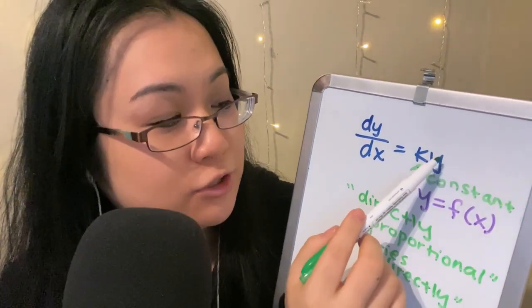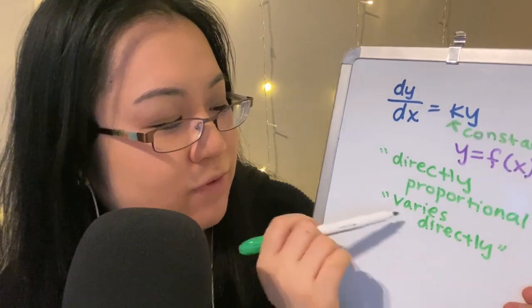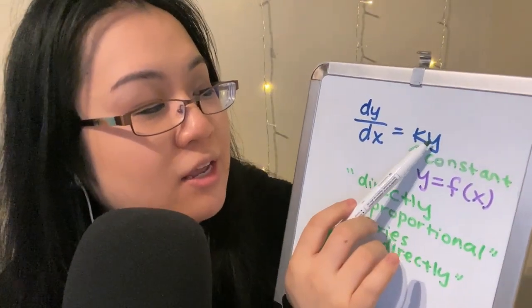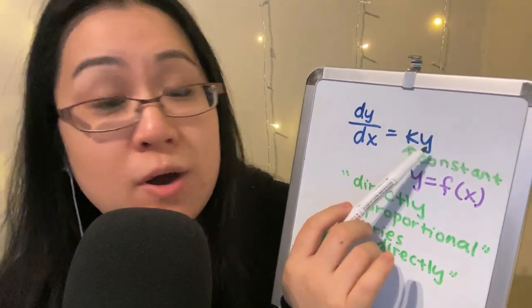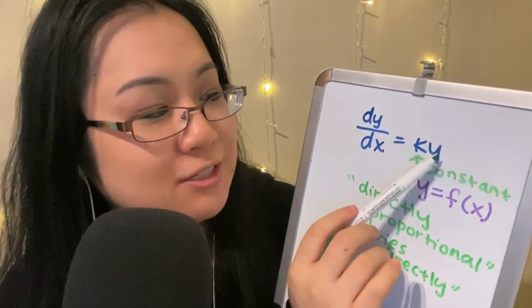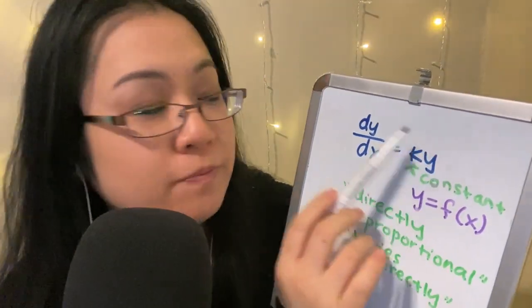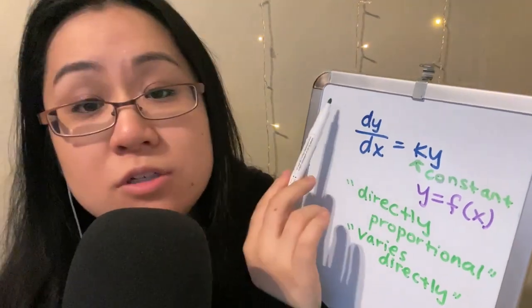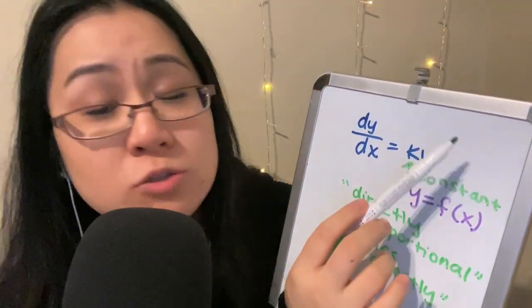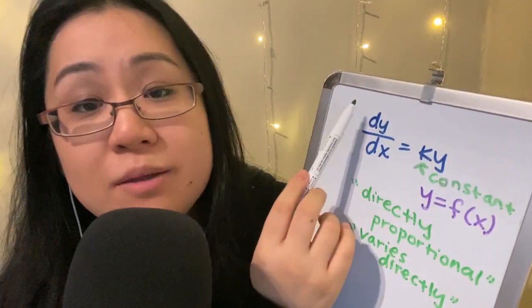times my original function, meaning that the part about varying directly or being directly proportional just means that if y, or the population or the mass or whatever the original function is, if that doubles, so it gets multiplied by 2, then this also doubles. The rate of change also doubles. If this gets quadrupled, this gets quadrupled. If this gets times 10, this gets times 10, right?